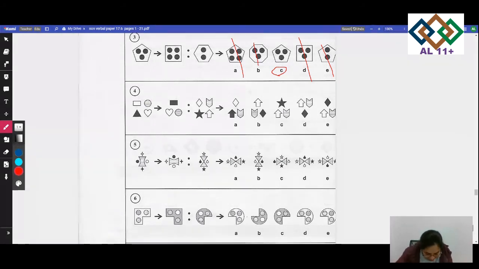The bottom of the shape disappears, the bottom shape moves down, the top left. So all the shapes are moving up and left and right. So that's why it's an E.